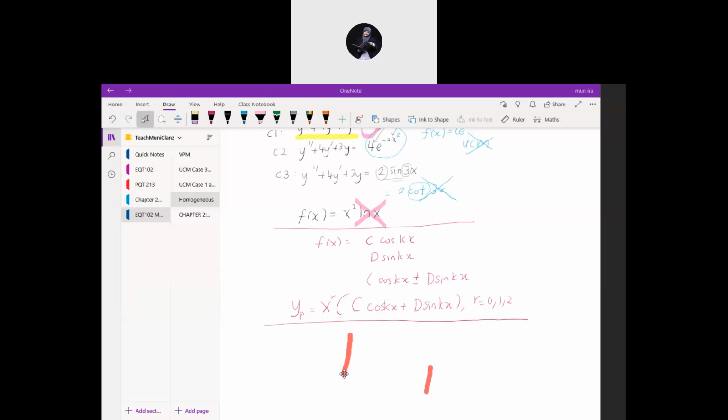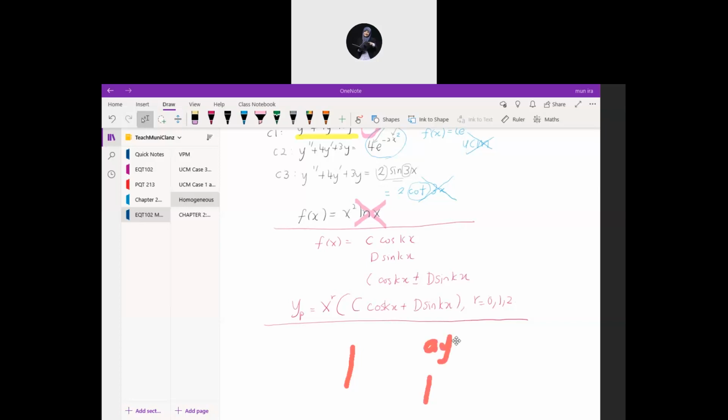Okay, nak tanya apa? Kalau dia ada per tu macam mana? Kalau per, oh, for example, cotangent. Cotangent macam mana dapat? Tangent is sine over cosine, cotangent is cosine over sine, right? So we cannot solve by using UCM.